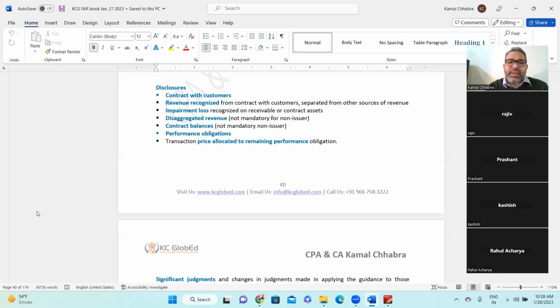revenue, right? Second is revenue recognized from the contract with customer separated from other sources of revenue. If you remember, in the transaction price, what all components we have understood in the transaction price is the fixed price. Then we discussed variable price. Yes, no? Are you guys with me?